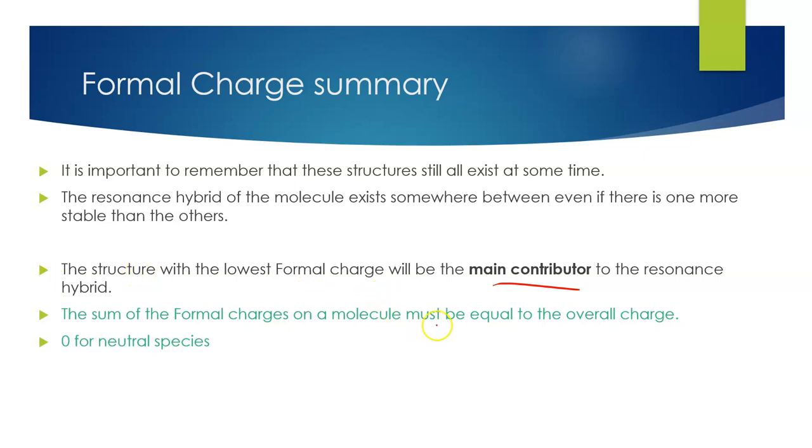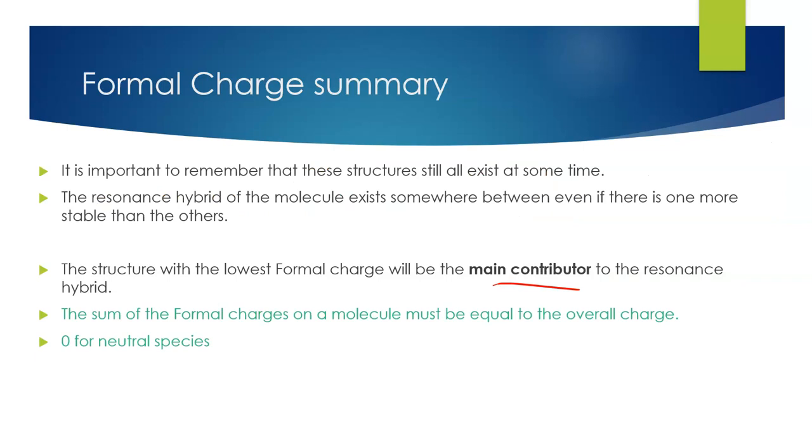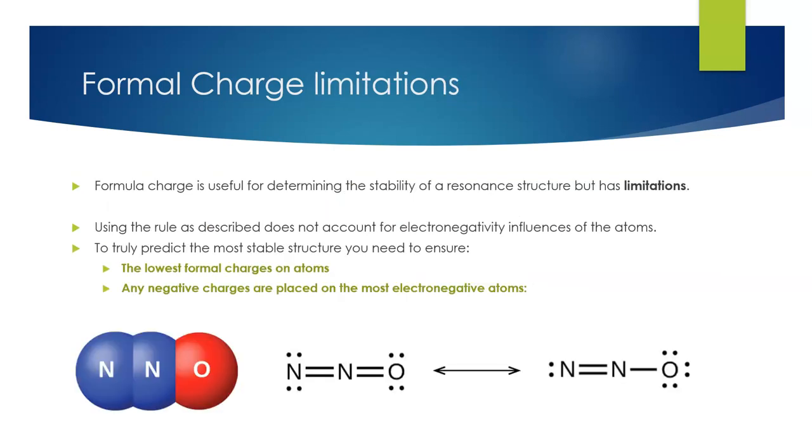So the sum of the formal charges of a molecule must be equal to the overall charge. So if our molecule, such as SO2, is neutral, then the formal charge must be 0 overall. So if we go back here, this plus 1 minus 1 situation is going to be 0 and 0. So these are all legitimate formal charges for this molecule. Okay, so they all are valid.